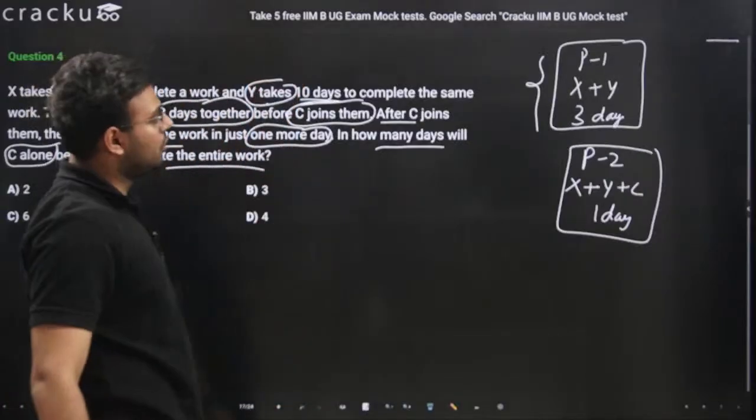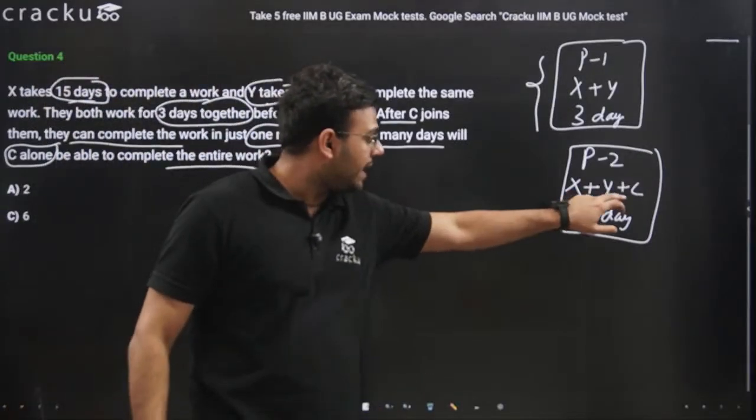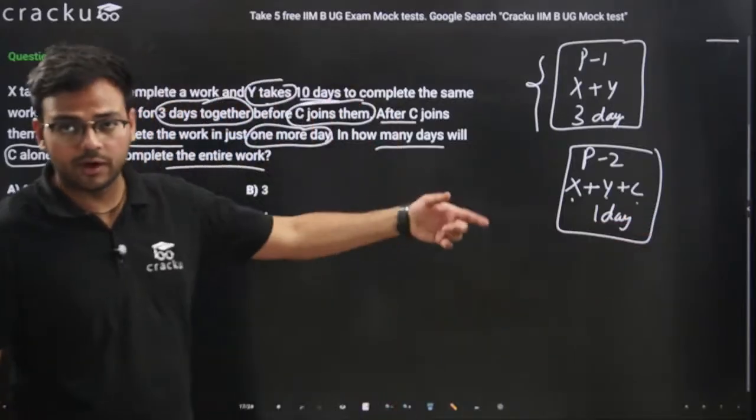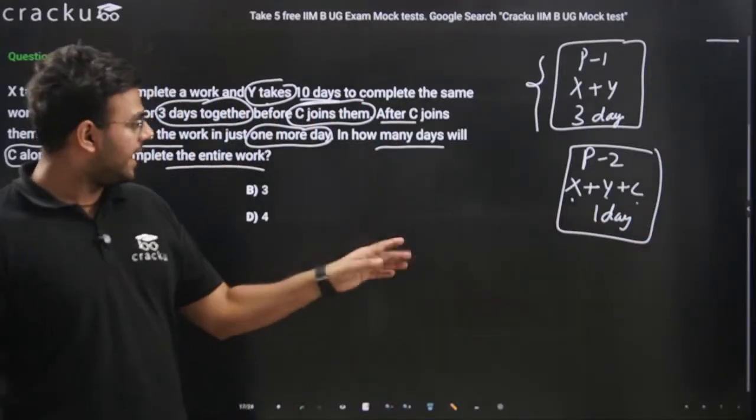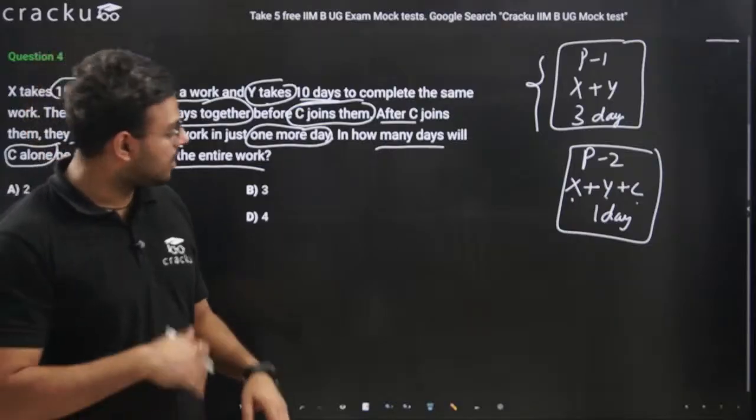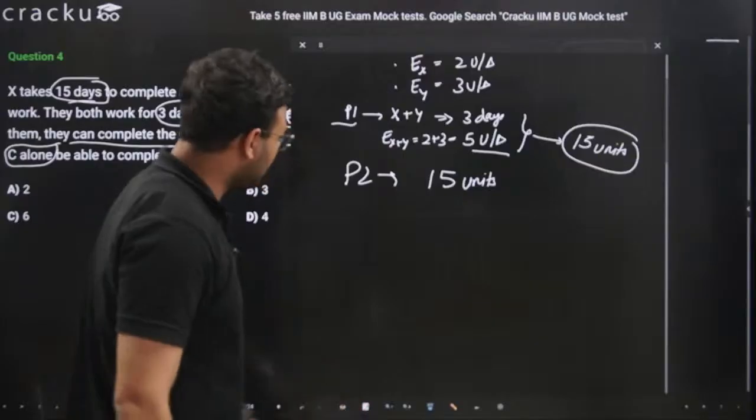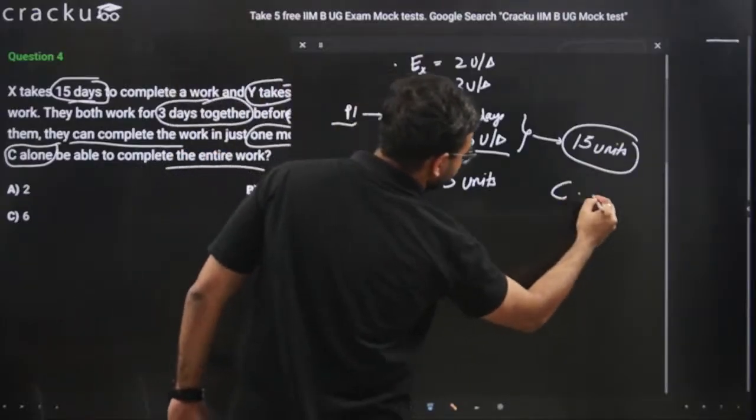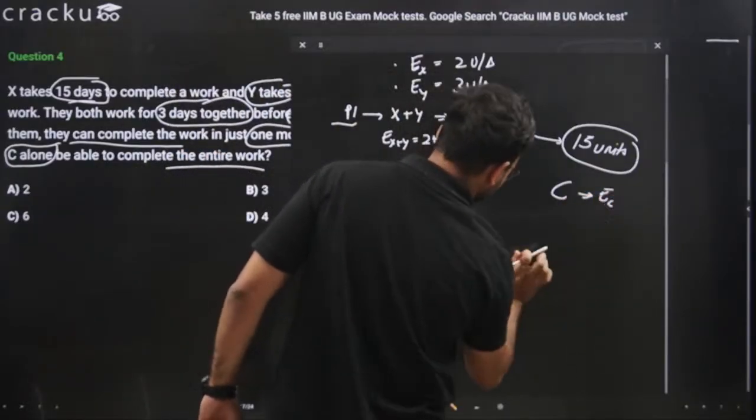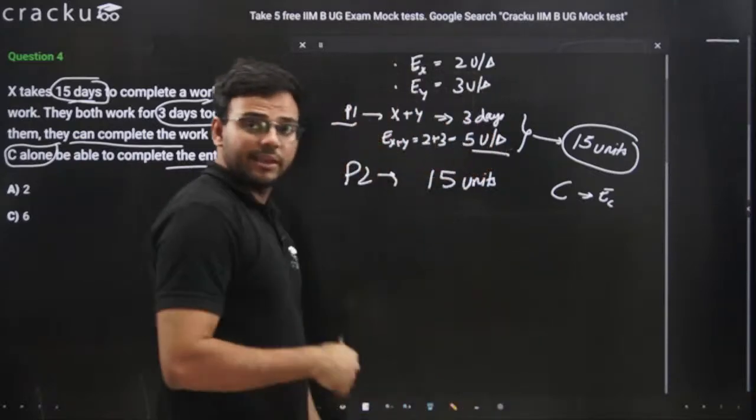What is happening in phase 2? In phase 2, X, Y and C have joined. X and Y were working together. Now C has also joined and they have completed the entire work in 1 day. So let's say C's efficiency is E of C.